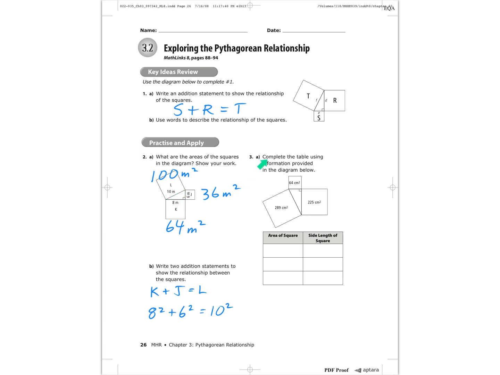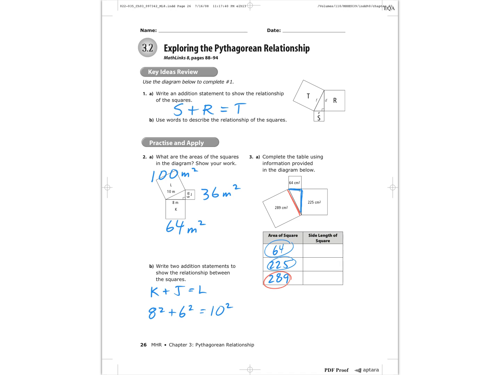Okay. Number 3, complete the table using information provided in the diagram below. So we've got the area of the square. Oh, okay, so we're just going to fill in, let's start with the smallest one. So 64, and then the other one is 225, and then the bottom one is 289. So this is our hypotenuse, and then these two are the legs, okay?